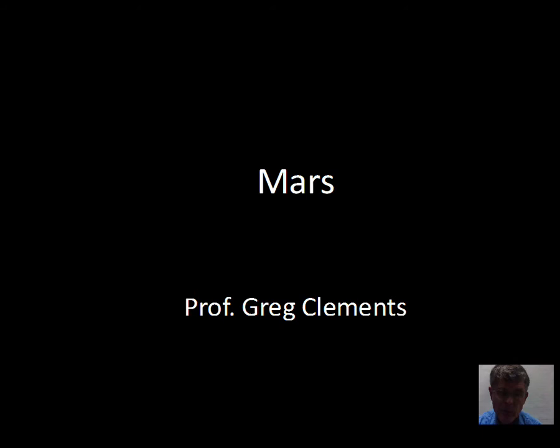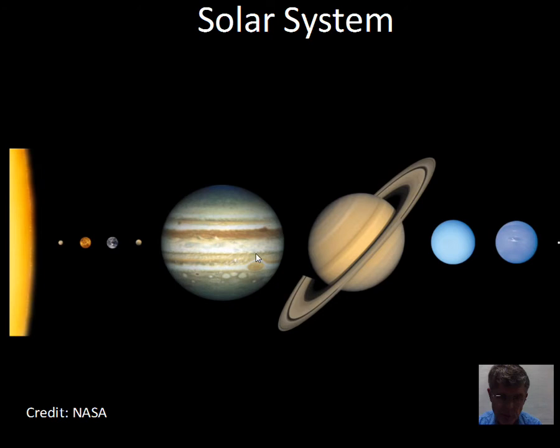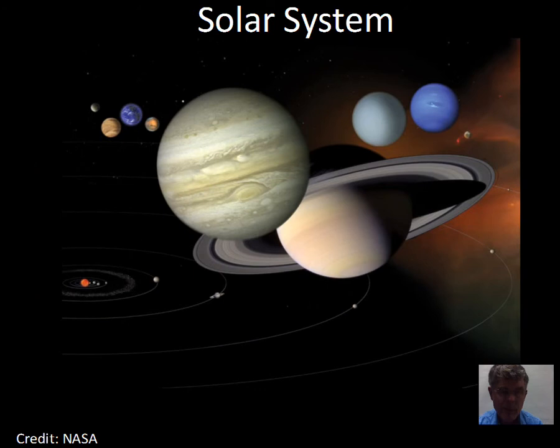Possible home for a human colony in the distant future. Much more habitable than Mercury and Venus that we've already discussed. So we're still in the terrestrial group of planets, our last terrestrial planet out from the Sun, Mars. And being further from the Sun has some consequences for the temperature of Mars that we'll see, that has important things to say about the presence of liquid water or not on Mars.